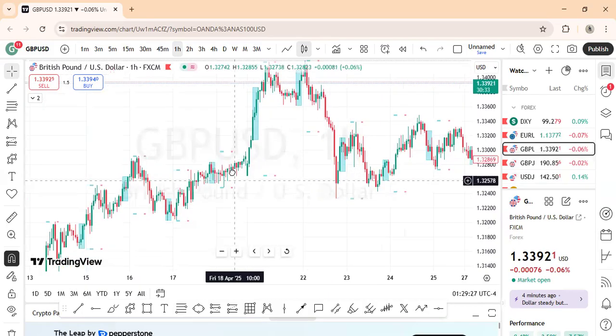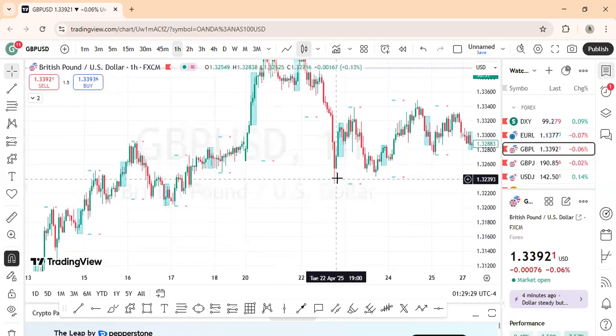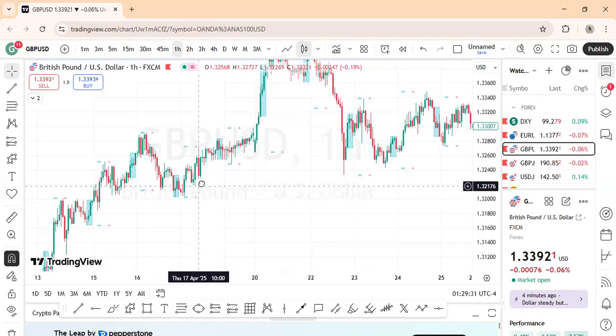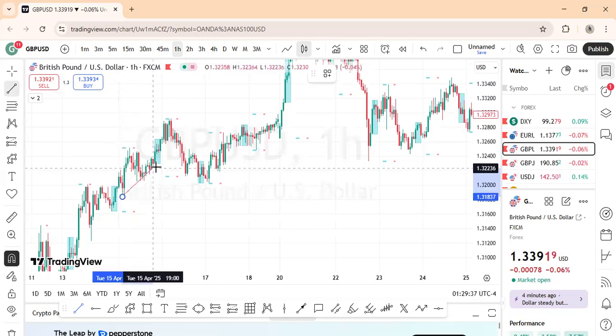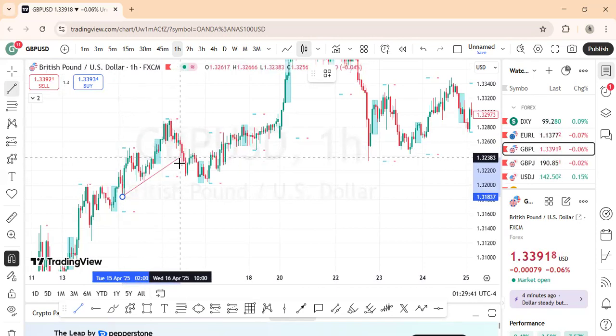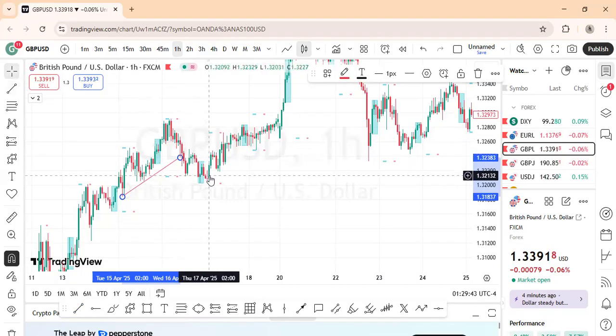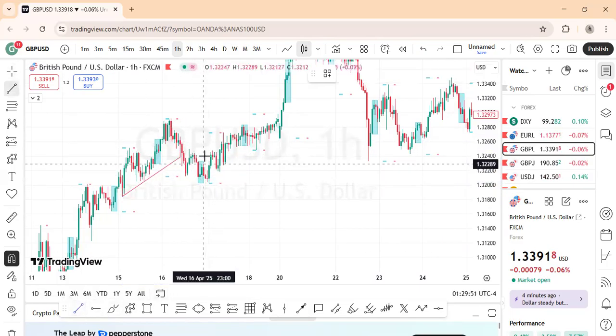All right. So what do we have here? Look at this trend line that was forming here. What happened? Price breached the trend line. As price breached the trend line, what happened? The market broke structure to the upside. So the market breached this trend line and gave a bullish break here. So this is a bullish break of structure.